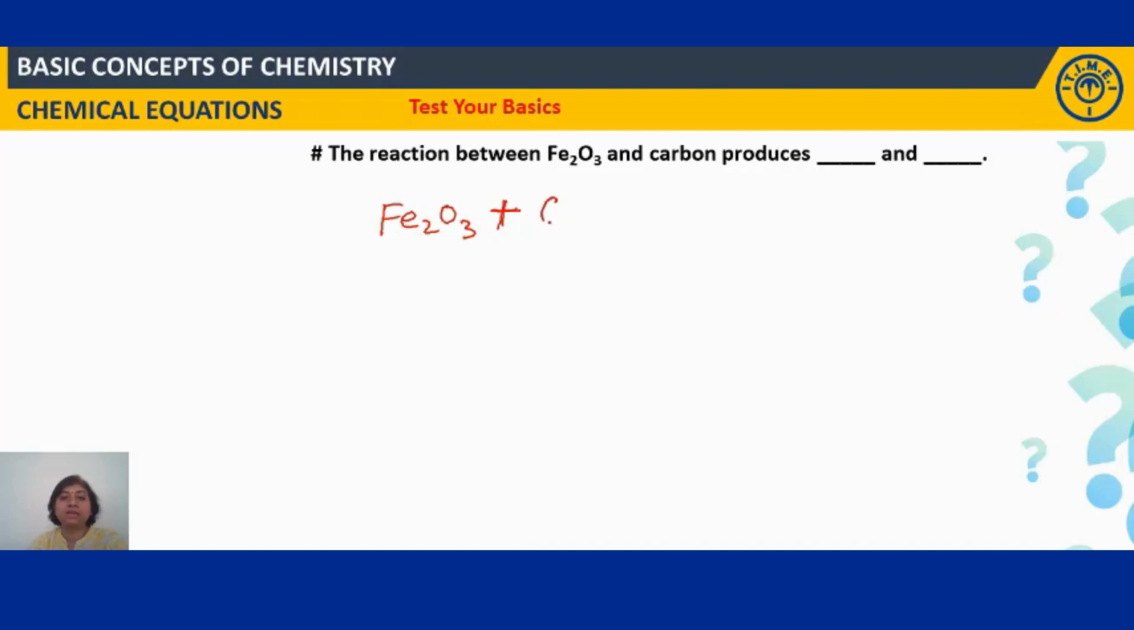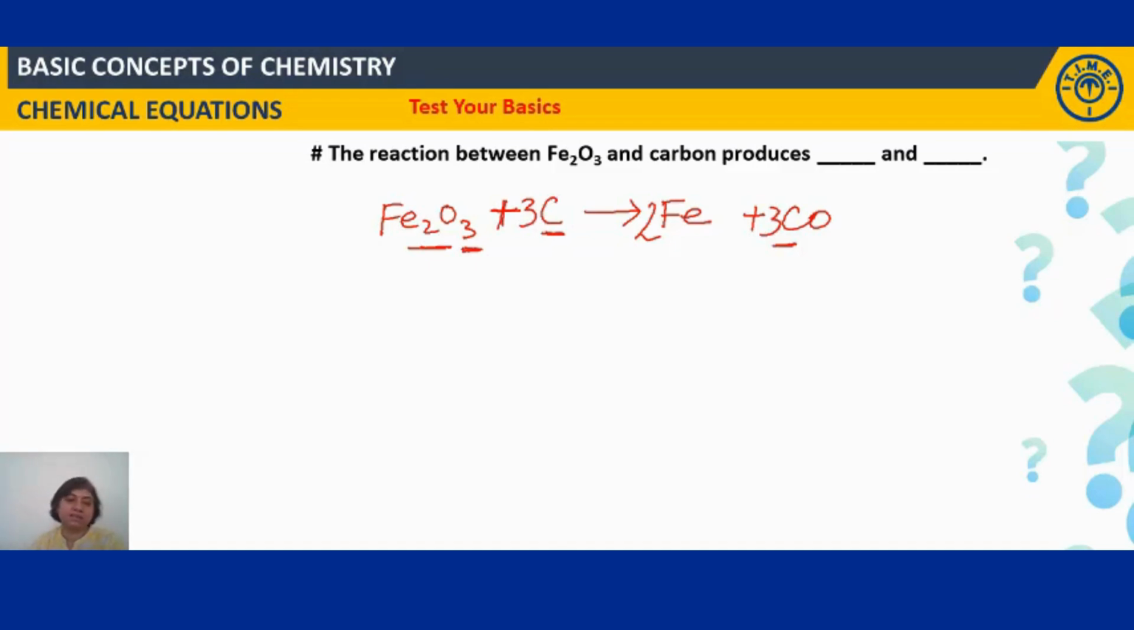So it is reacting with carbon. So what will be the product formed? See, carbon will act as a reducing agent here and Fe2O3 is the oxidizing agent. So Fe2O3 will release all its oxygen and it will give it to carbon. So what will happen? Iron oxide will be free from oxygen and it will be reduced to iron, whereas coke or carbon will be oxidized to carbon monoxide. Okay. So let's see the solution and then move on to the next question.